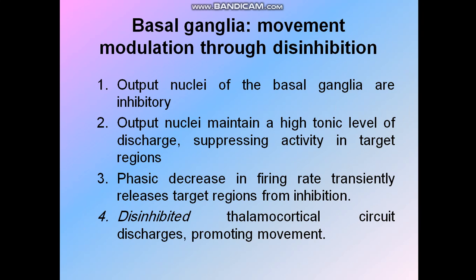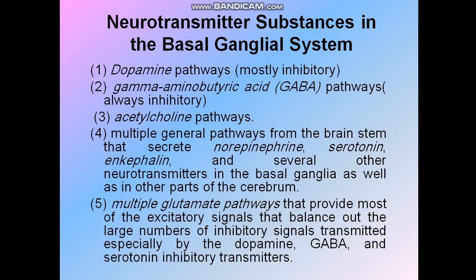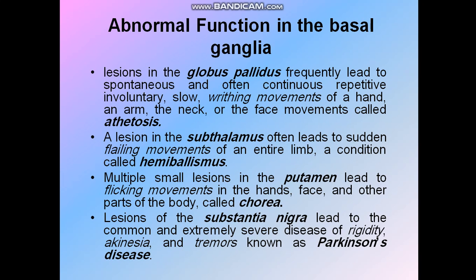This is the summary of what we said. What are the neurotransmitters? Dopamine, here mostly inhibitory. GABA, always inhibitory. Acetylcholine is excitatory. Multiple areas secrete norepinephrine, serotonin, and enkephalin. Also multiple glutamate pathways. That's inhibitory also to dopamine and GABA.